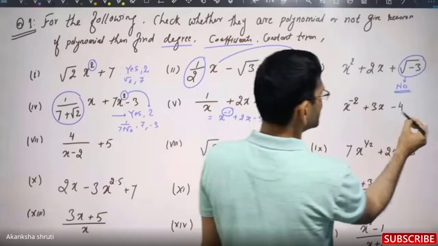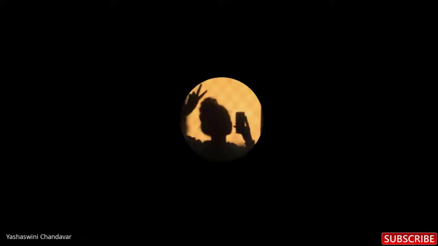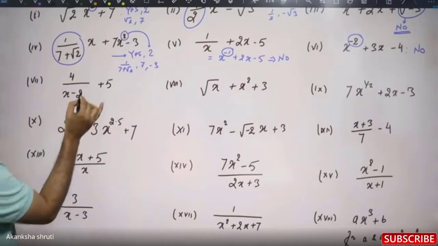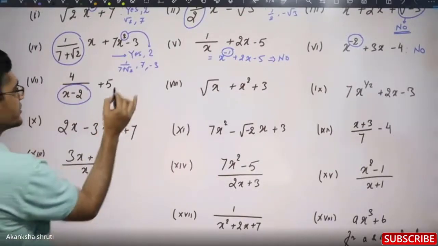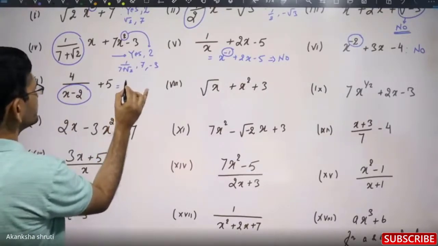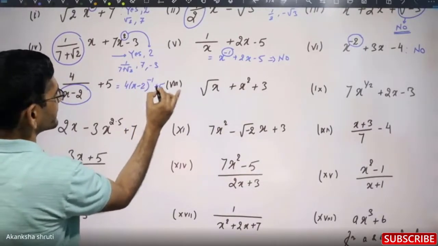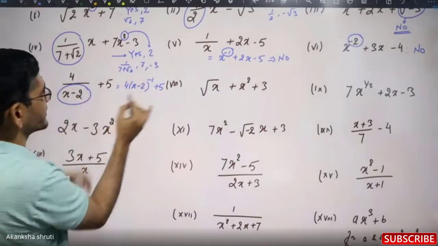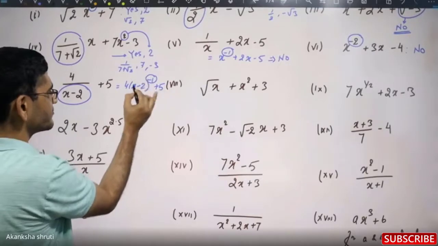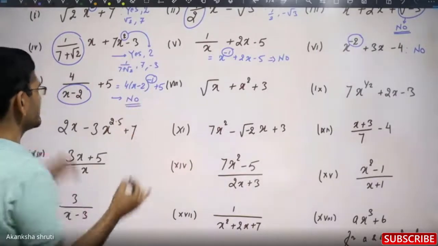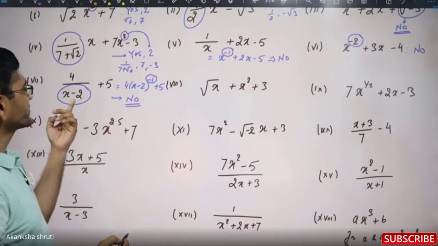Yes or no? No sir. Why? Good. Now come to this one, yes or no? It is coming in the denominator. Denominator means this becomes 4x - 2 to the power -1 plus 5. Whatever terms are in the denominator, they come with a power. So because of this -1, it brings the power -1 on x as well, so it is no. And student, you may remember that if x is in the denominator, then the answer will be no.